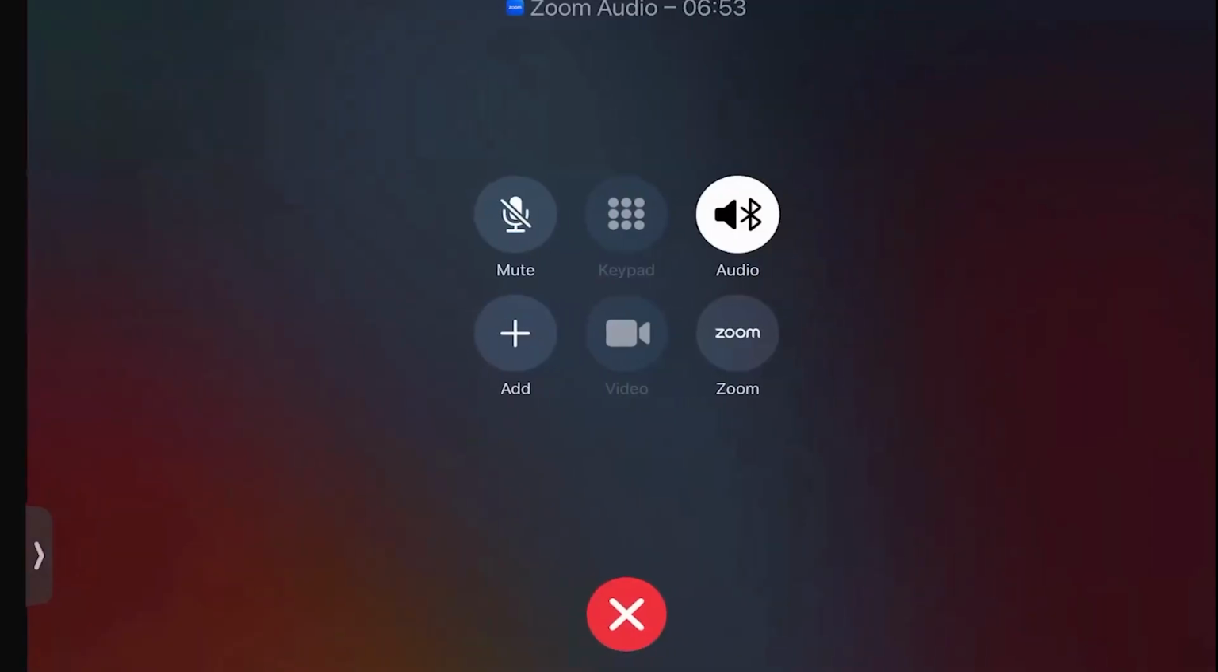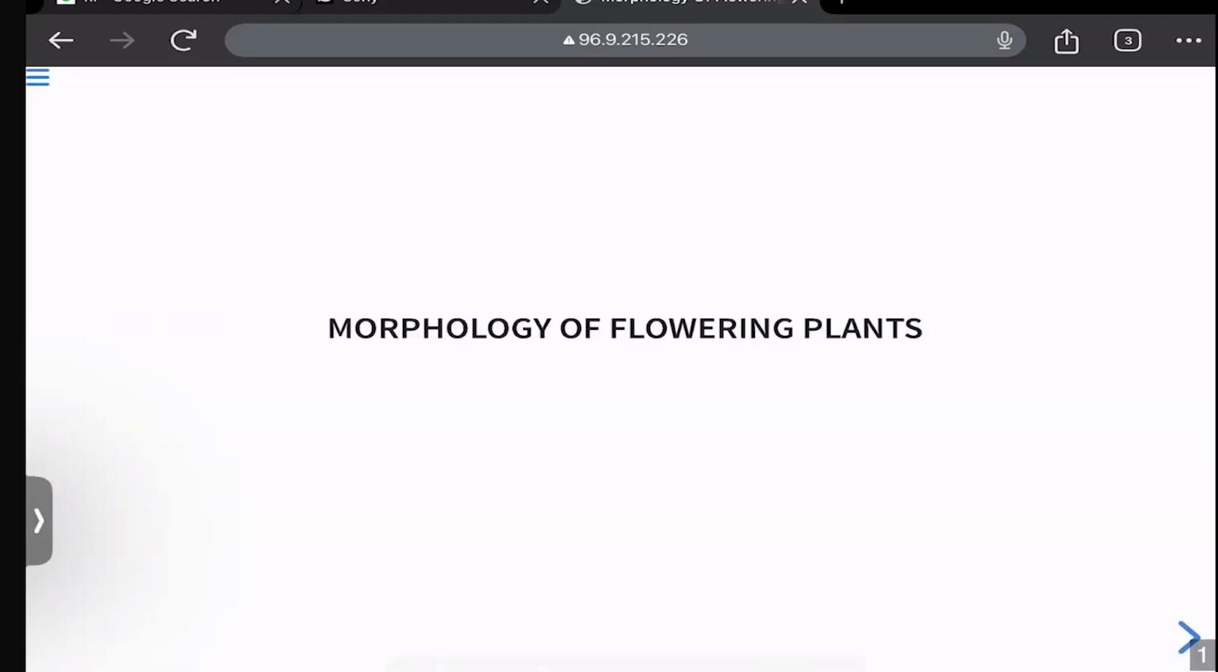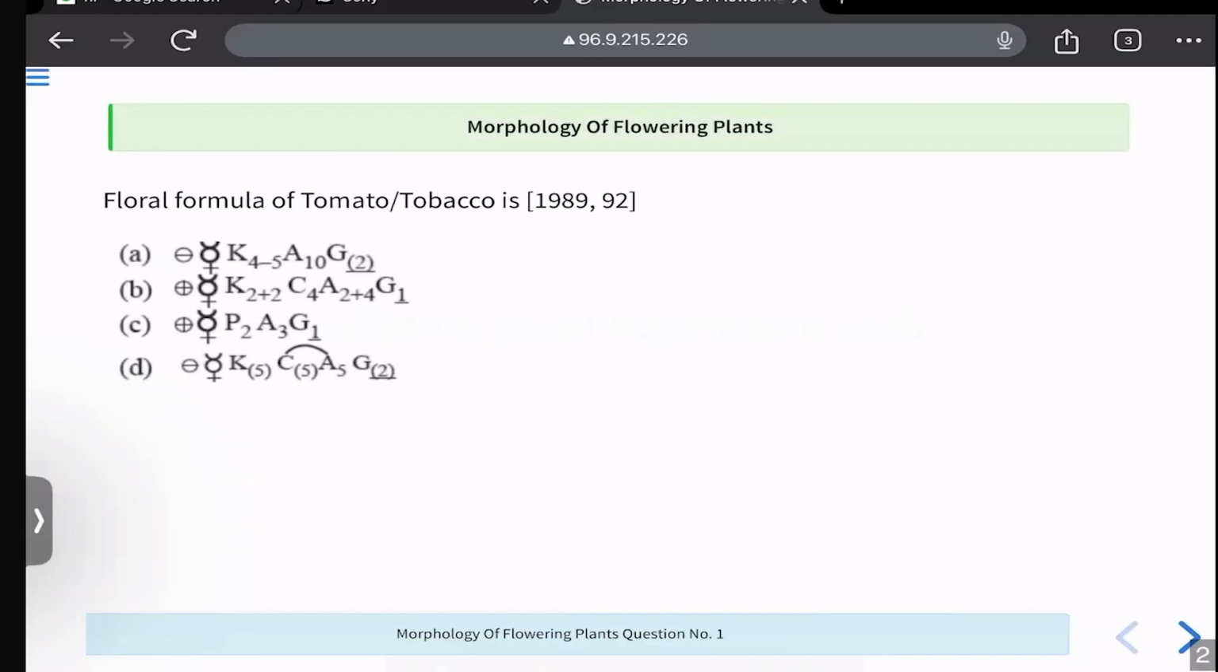If you would ask me how anatomy is different? Simple. Morphology is what you can actually see from outside, whereas your anatomy is what you will see when you take a cut section of the plant. Okay, let's get started with the questions.